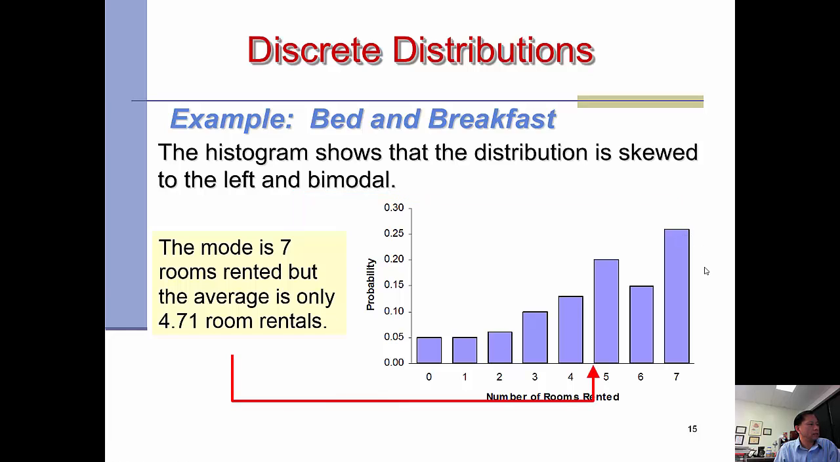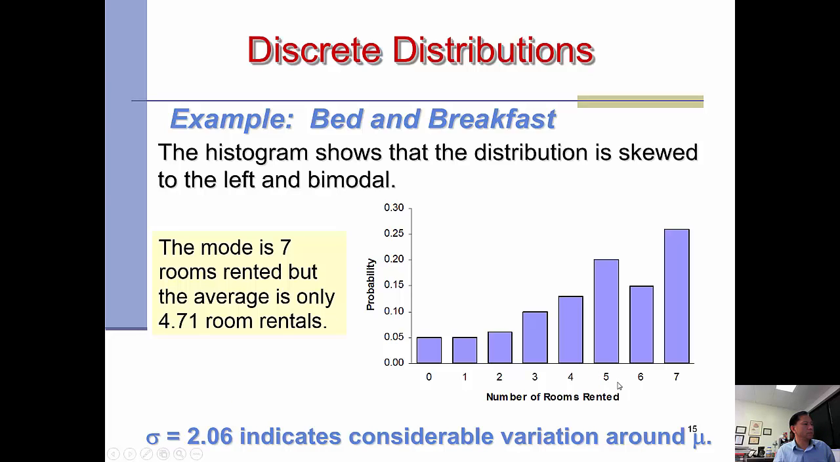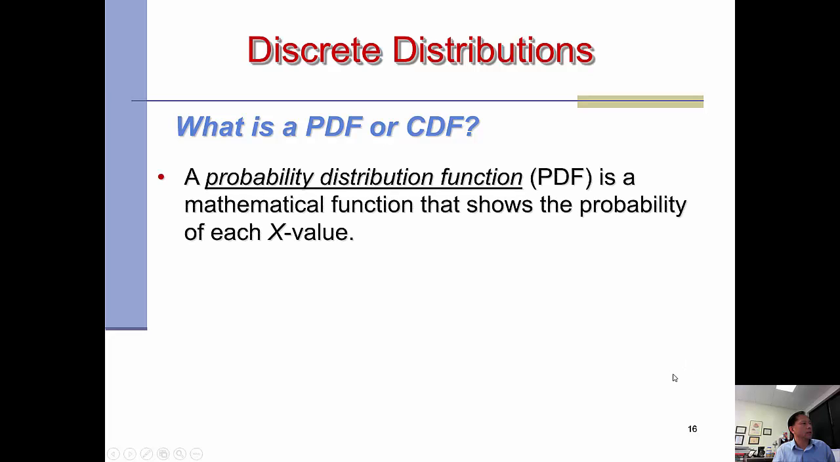This is the mode, and this is 4.71. This is the mean, right here. This is the mode. This is the mean. Okay, a sigma of 2.06 indicates a considerable variation around the mean, around the mu. Okay.